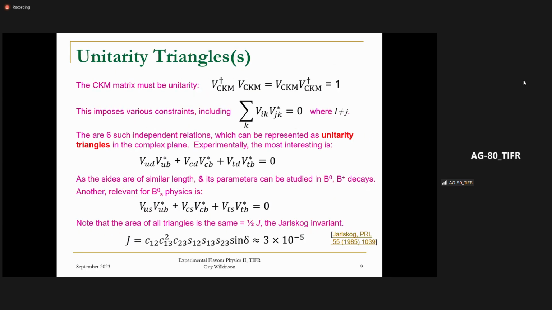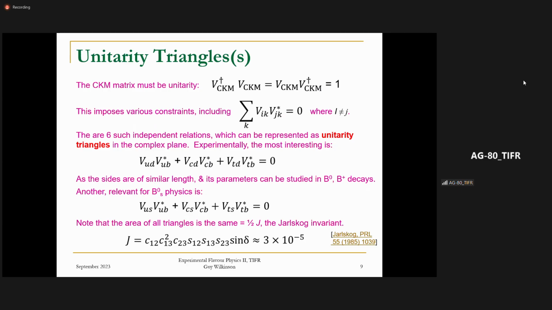Right, so this matrix is unitary, and this imposes various constraints. So in the general form, I write it here. This means you can write down various relations. There are actually 6 independent relations in total, and they can be written out like that.